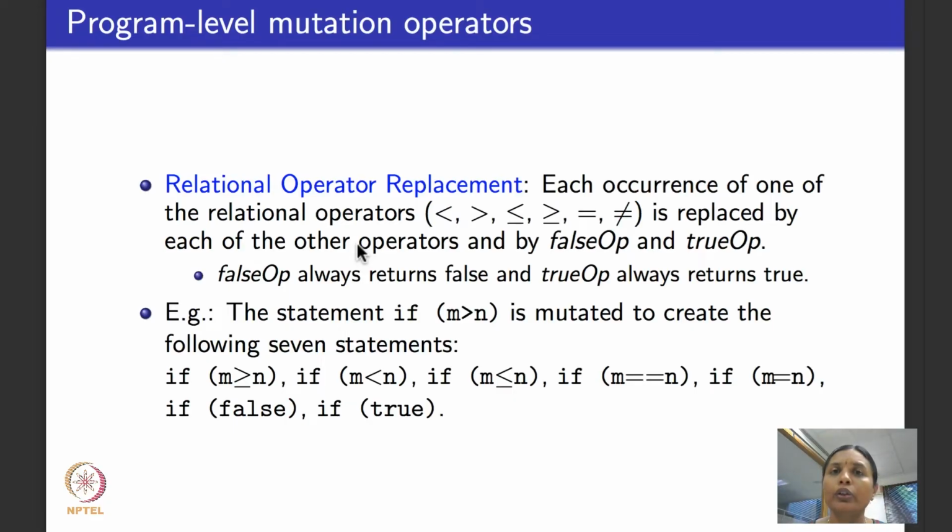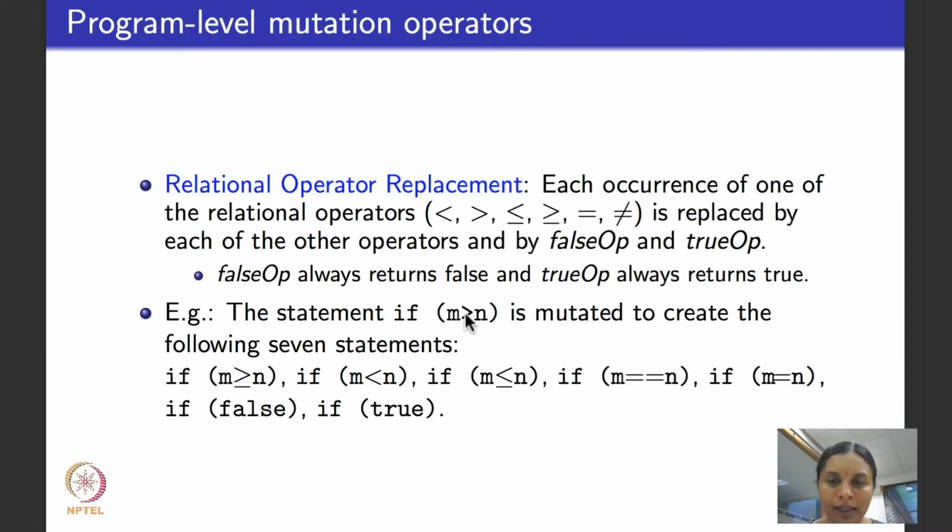In addition, you could do 2 special mutation operations. One is called false op, one is called true op. What does false op do? False op will replace this whole predicate with false. True op will replace this whole predicate with true. For example, if I had an if statement that looked like this, if m is greater than n, then I could create 7 different mutations from that.